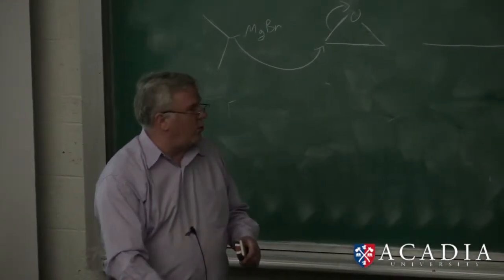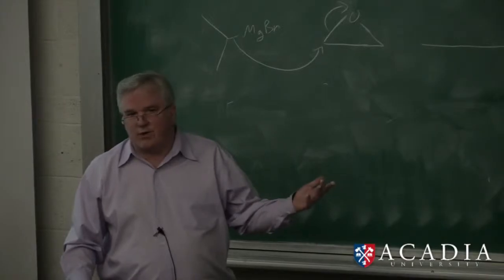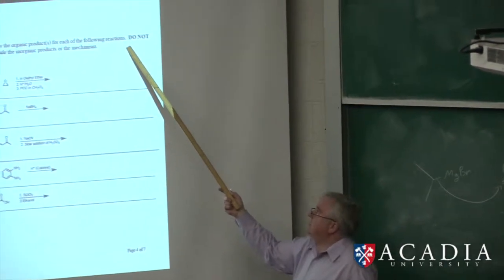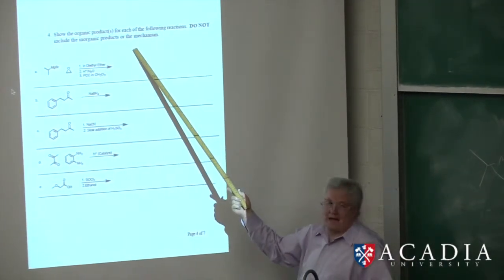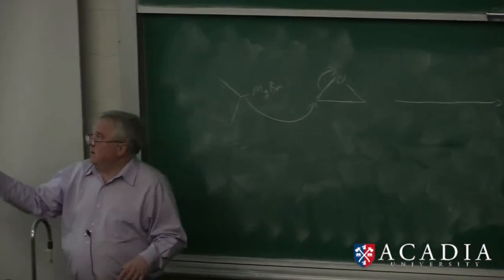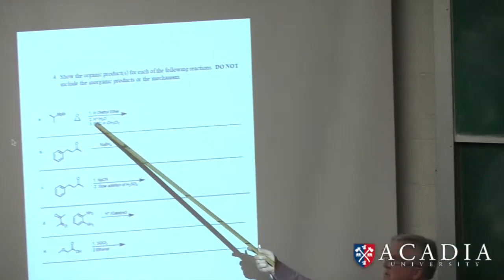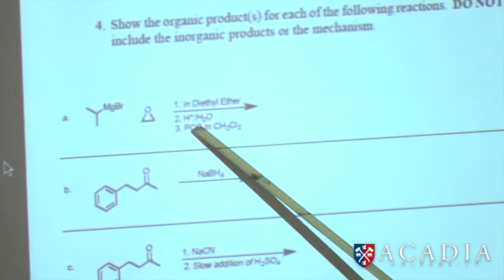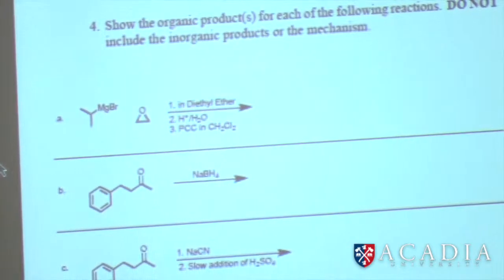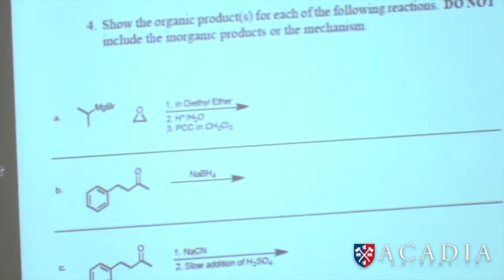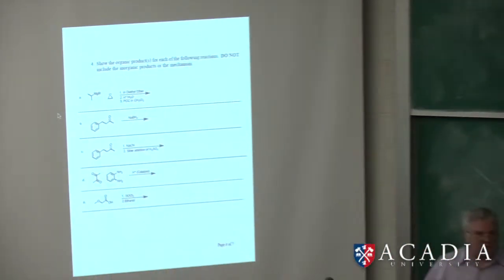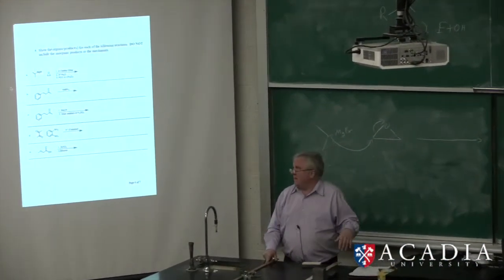So you might want to work on the back of your sheet or bring in empty scrap paper. Okay, so this says show the organic products for each of the following reactions. Do not include inorganic products or the mechanism. I just want the products. So this one, hopefully you see 1 in diethyl ether. 2, it's just the workup. 3 is the oxidation with PCC, which we know oxidizes primary alcohols to aldehydes. And it will oxidize secondary alcohols to ketones, but the important thing is that it will stop at the aldehyde for primary alcohols, that last step.